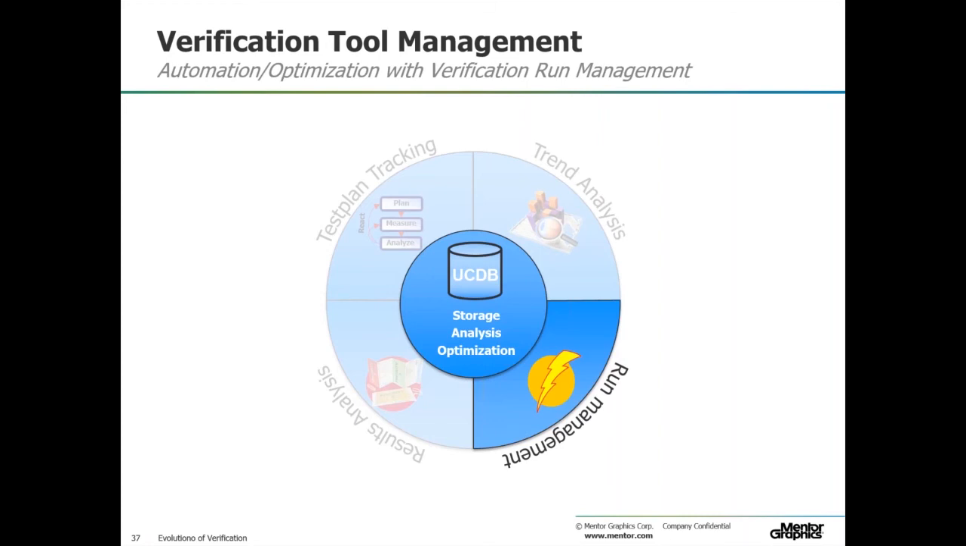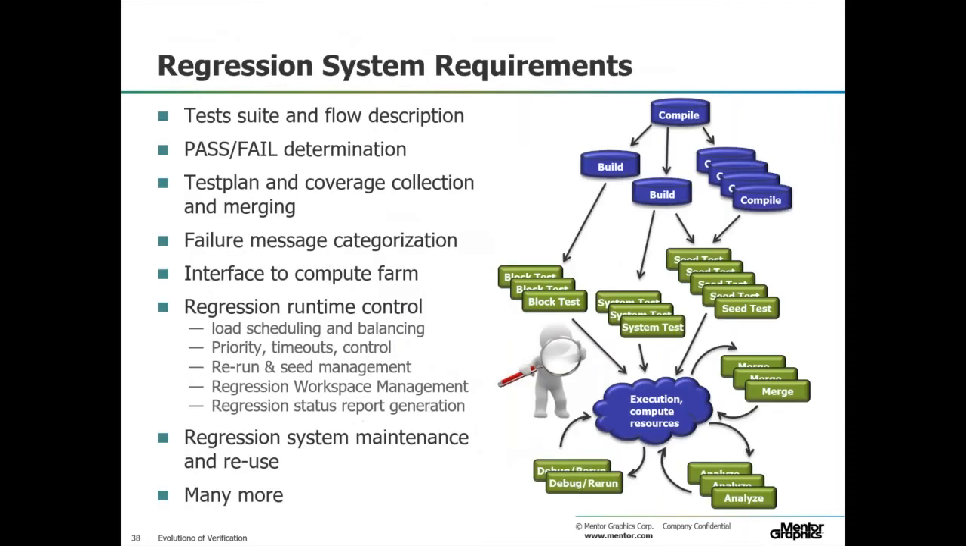Python is starting to be used, but it's a lot of homegrown scripts that are all about how do you build and run your regression suite. So the verification run manager is basically about the same thing. It's about how do I compile my code? How do I build individual block tests? How do I build system level testing?